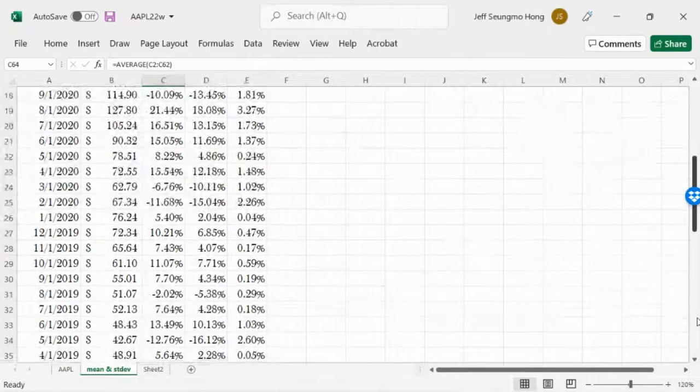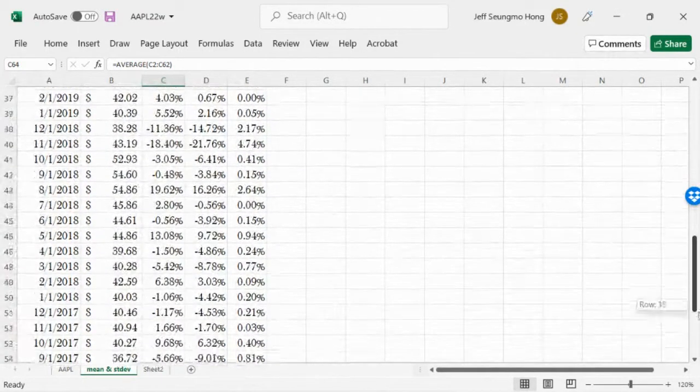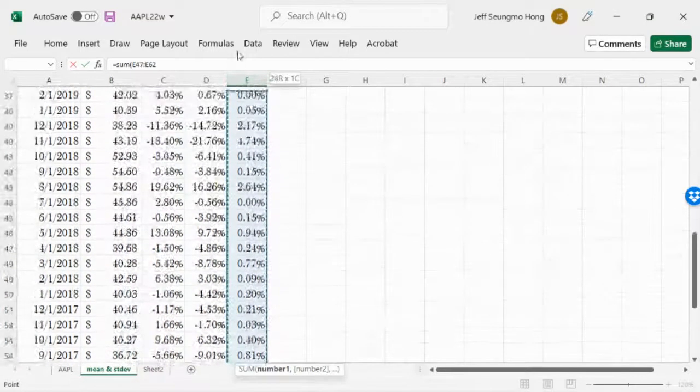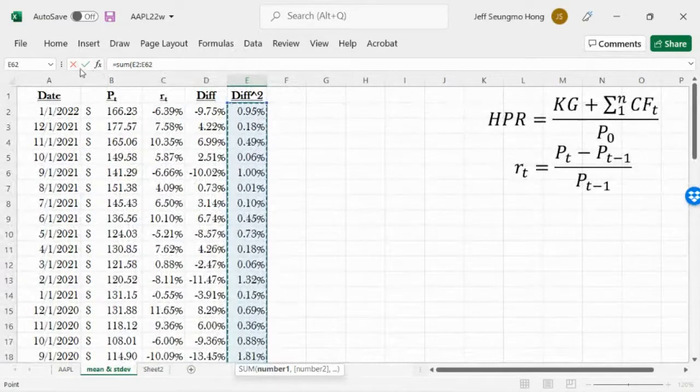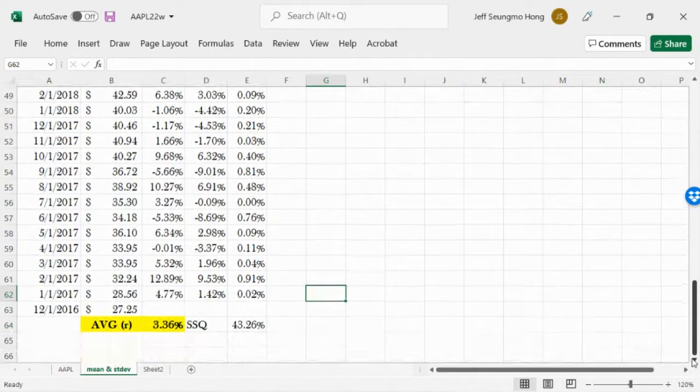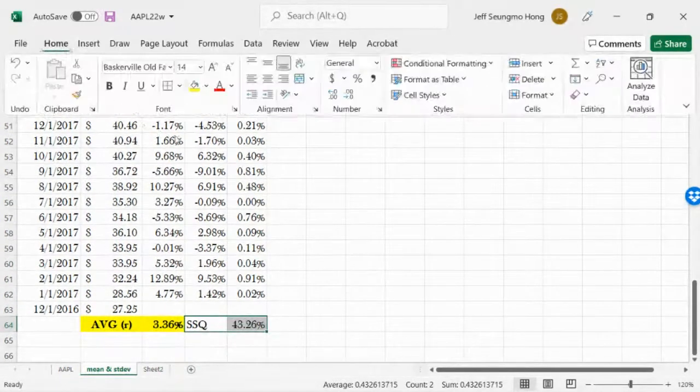So we have the full 61 data points, right? And what we want to do next is sum everything. Because to find the average, you have to sum everything, right? So I'm going to sum everything. And then I'll call this SSQ. What does that SSQ mean? That stands for sum of squares.